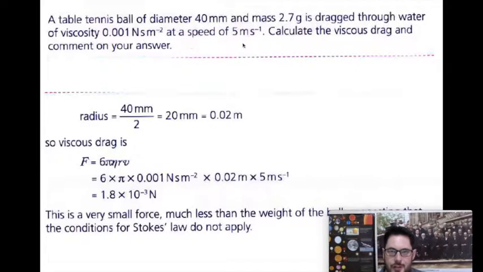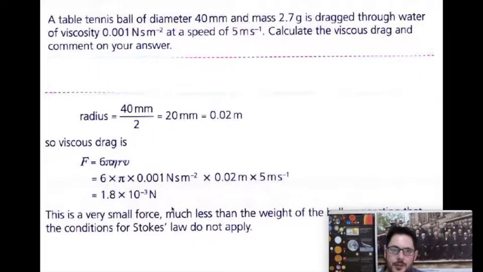So we can straight away use Stokes' law here to calculate the viscous drag, which is given by F equals 6 times pi times eta times r times v. We know 6 times pi, times eta, which is the viscosity, it tells us there, times r, which like we said, we need to halve and put into meters, 0.02, and multiplied by v, which is the speed that the object is moving through the liquid. That gives us 1.8 times 10 to the -3 newtons.